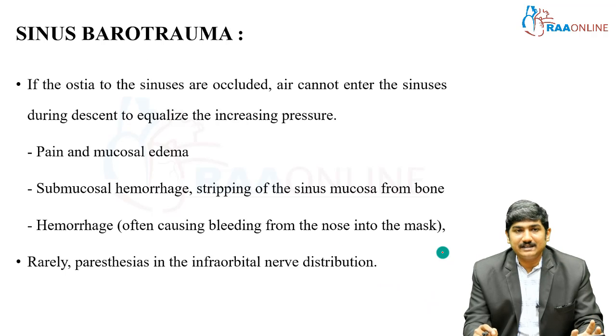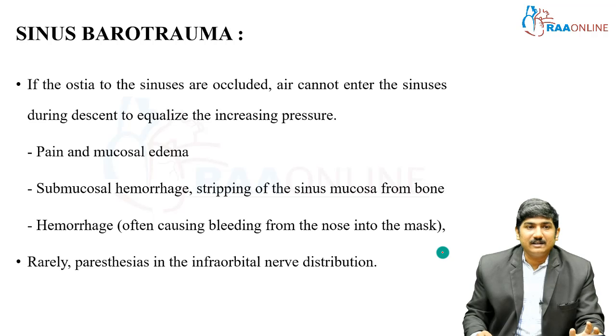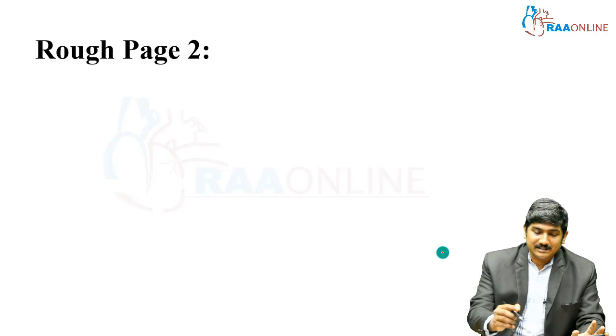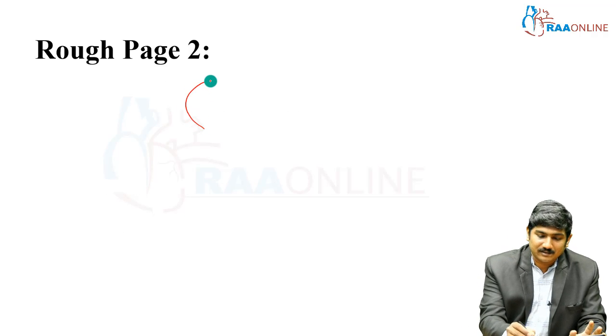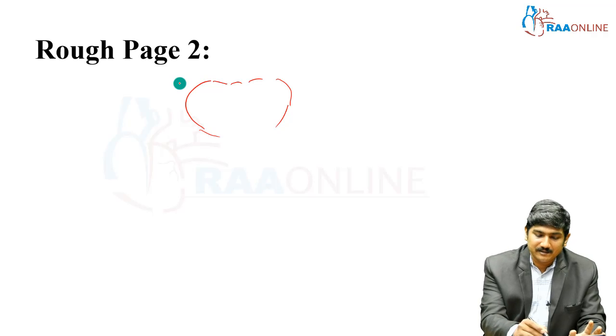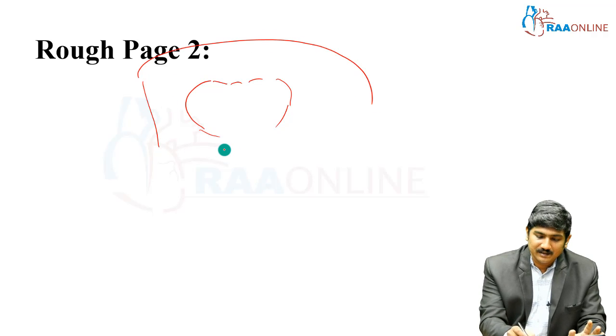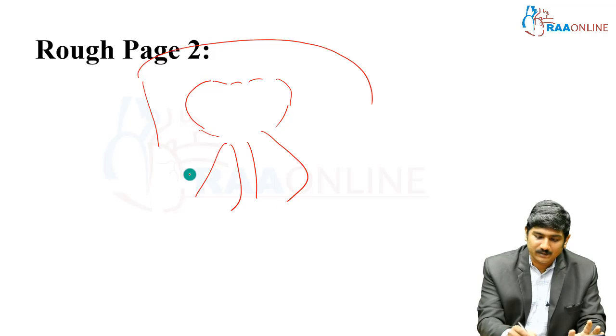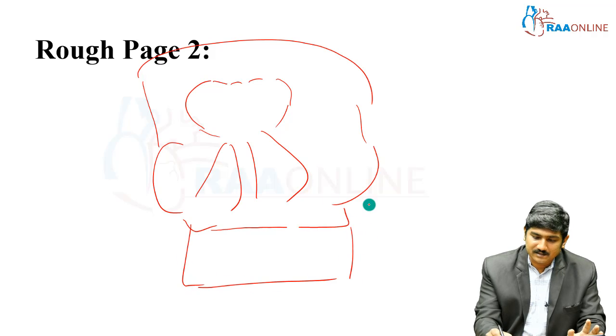Now, third is sinus barotrauma. So, what is sinus barotrauma? Okay. So, if the ostia to the sinuses are occluded, air cannot enter the sinuses during descent to equalize the increasing pressure. For example, see this, I am drawing the frontal sinus. When you see the X-ray of the skull, the frontal sinus usually looks like that, right? This is an X-ray skull. Okay, this is the forehead, this is the maxilla, maxillary opening, zygoma bone, and mandible and so on.